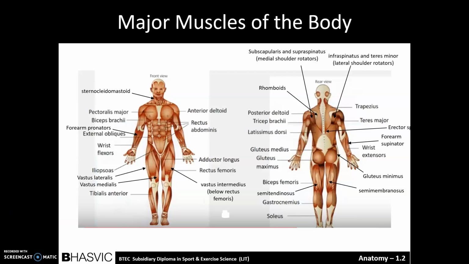We are now going to look at the major muscles of the body. So here is a diagram of the major muscles of the body. So you've got the front and obviously the back. And on the next slide, we're going to look at these muscles in a bit more detail.